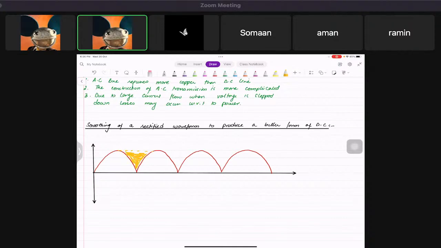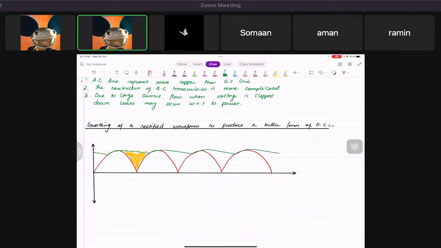Now to fill this, what you're going to do is use a capacitor to fill in the gaps like these gaps like this. Though it's not very straight, but it still does some of the job.